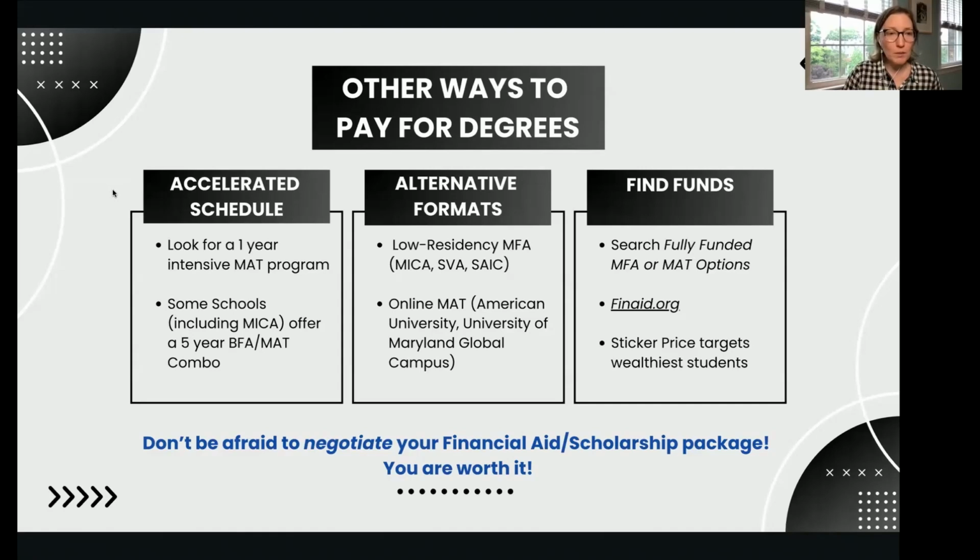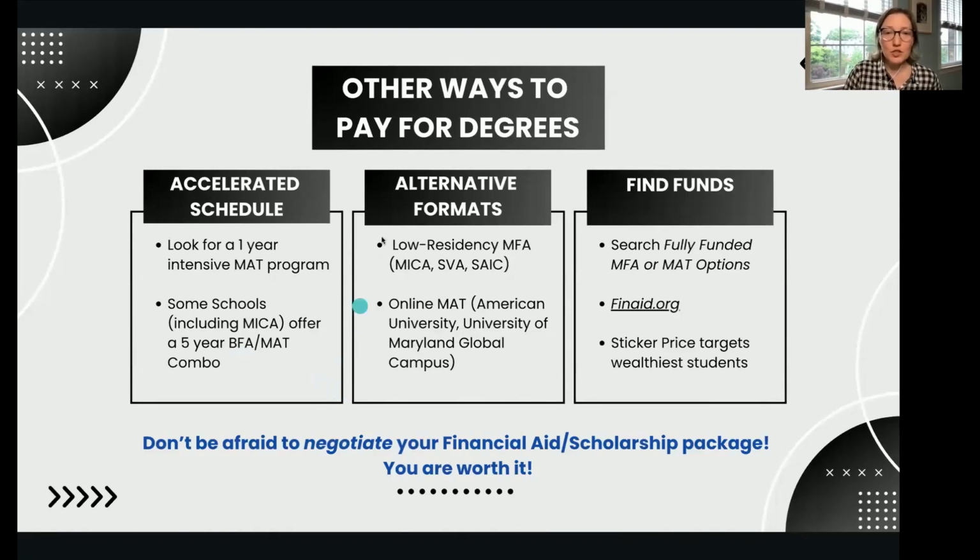Some schools, including MICA, which is in Baltimore, the Maryland Institute College of Art, offer a combined 5-year BFA MAT combo, which is, I think, a whole year shorter than if you did those two degrees side by side. So that's an option for those of you who are still in your undergrad and are interested in teaching K through 12. You could look for this combined degree.